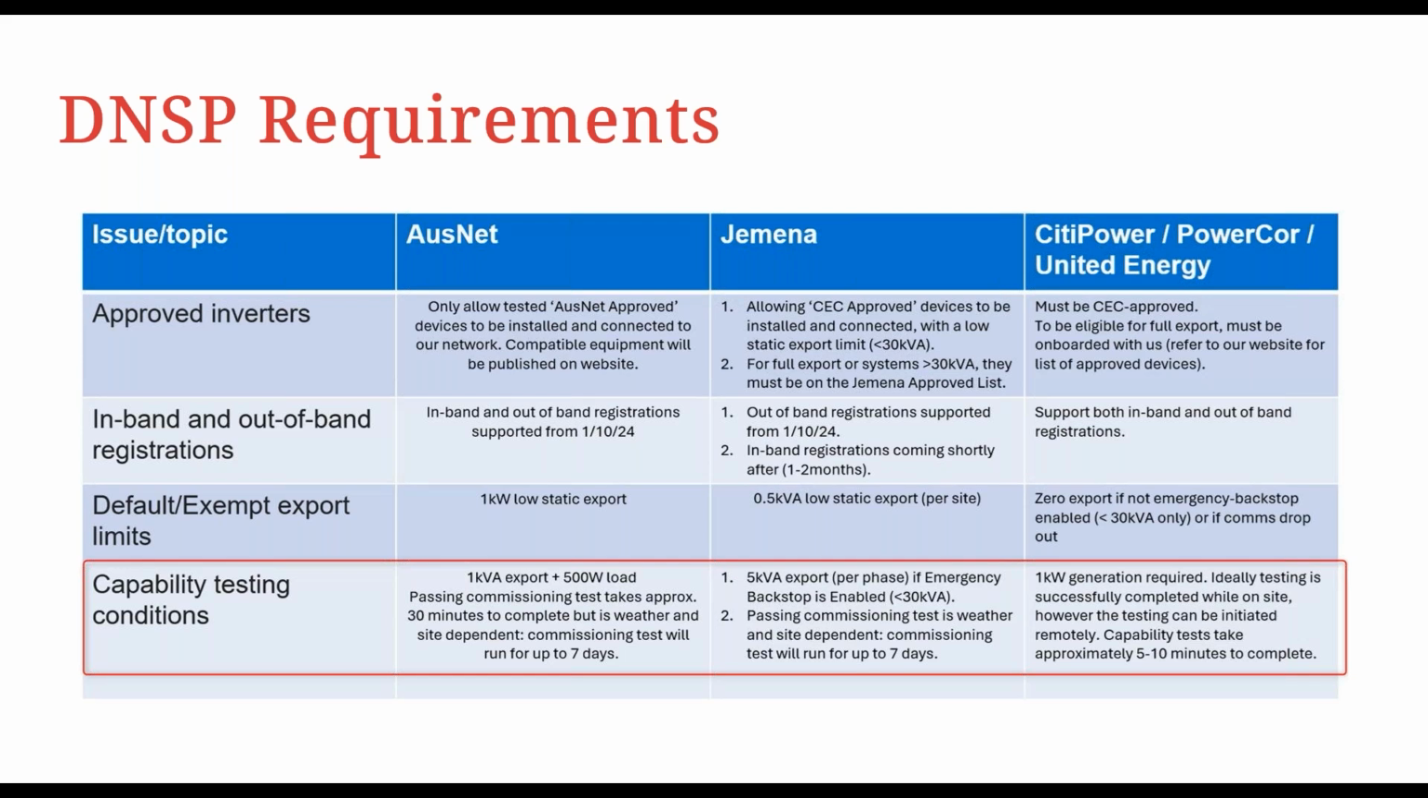This is probably an interesting one for you: the default and export limits. That's if the site loses internet, these are the limits that you will need to set up statically, and that is 1 kilowatt for Ausnet, 0.5 for Jemena and 0 export for Citipower, Powercor and United.